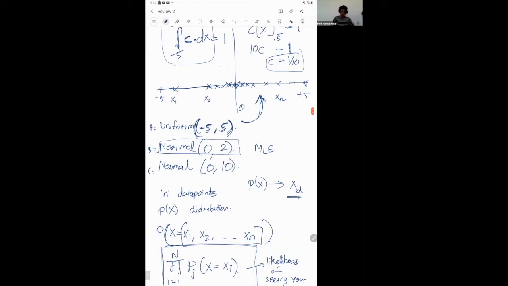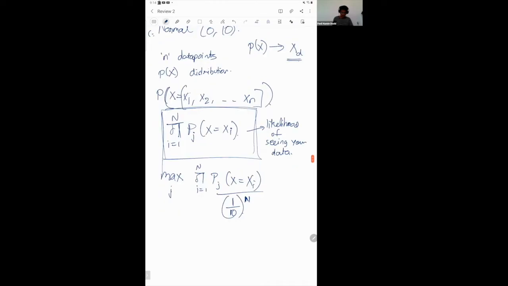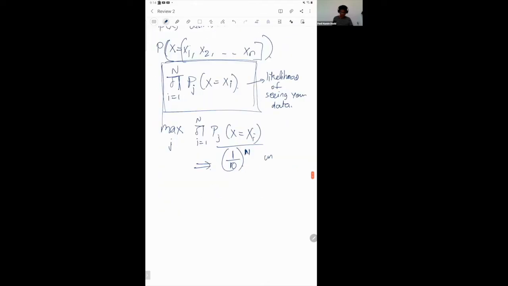So each of these data points would get, I shouldn't say probability because it's a continuous function, but this quantity would be evaluated to 1 by 10 for each of the data points, and then we would end up at 1 by 10 raised to n. So this is the likelihood of my data under the uniform distribution.